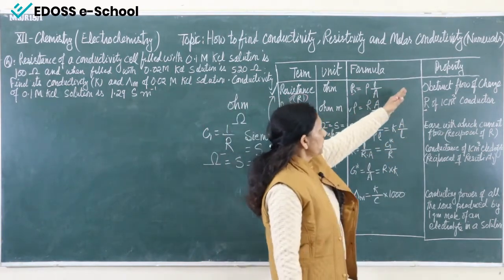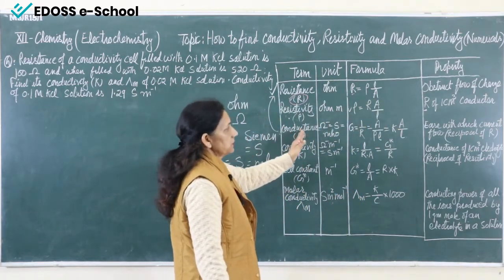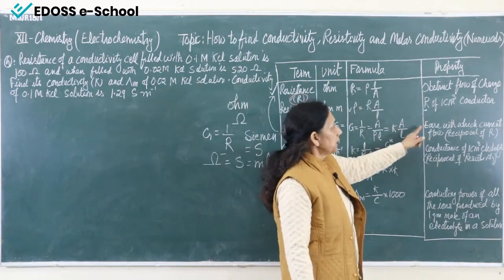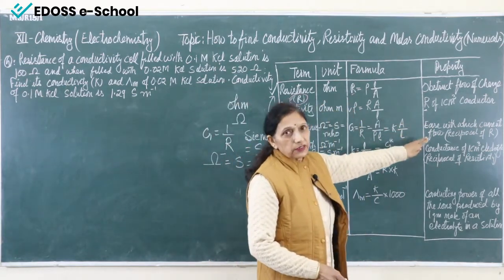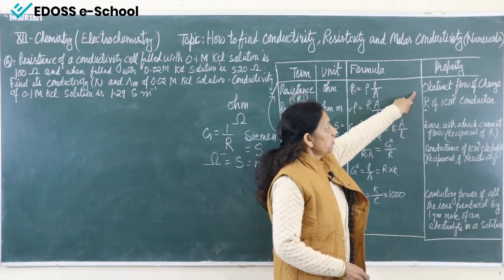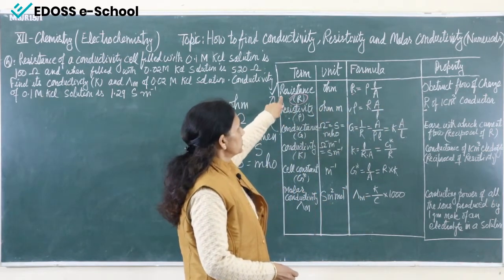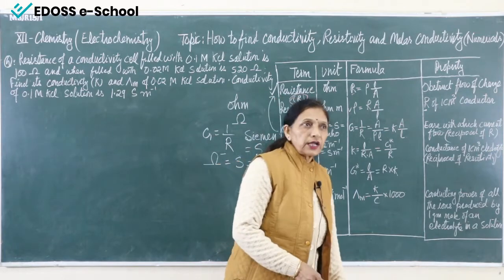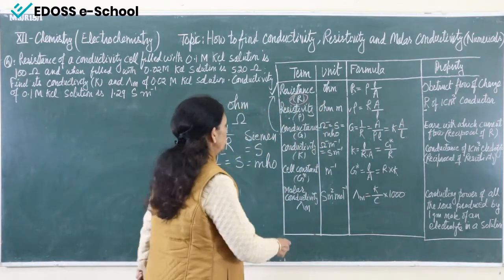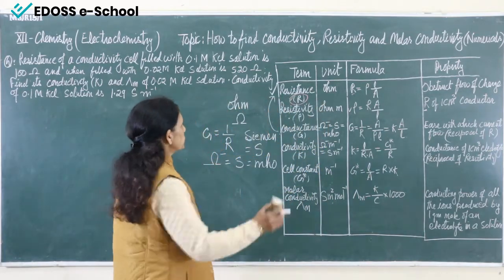What property comes for conductance? This is the property, the ease with which current flows through the conductor. Resistance means obstruction, and conductance means the ease with which current can flow. Now coming to the next term.